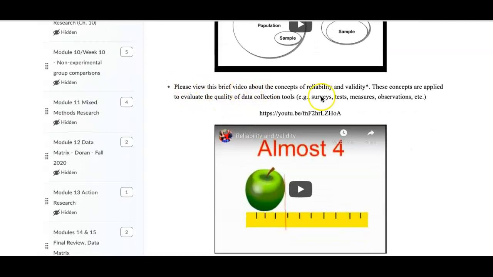A brief video on reliability and validity. So these are concepts. They're applied to evaluate the quality of the data collection tools, meaning the survey, the tests, the measurements, and the observations. A big subject is the reliability and validity of a document.